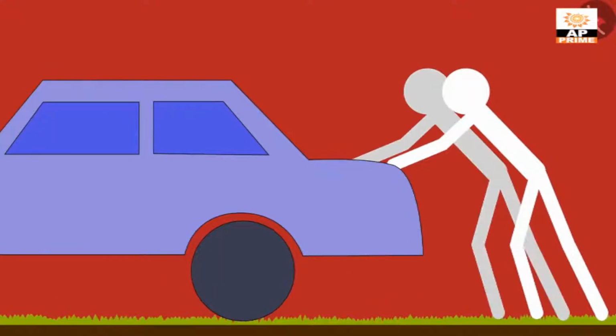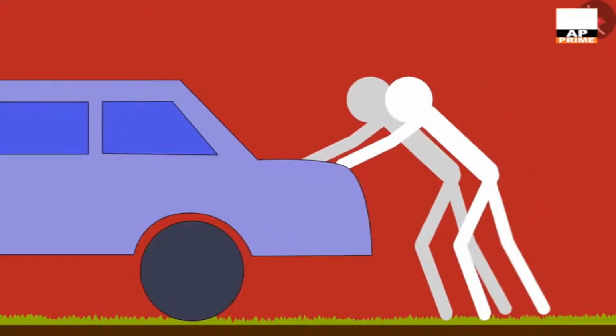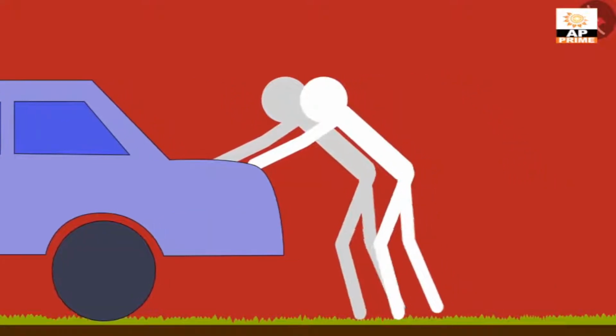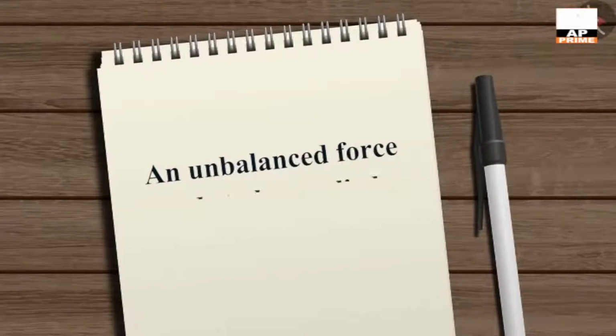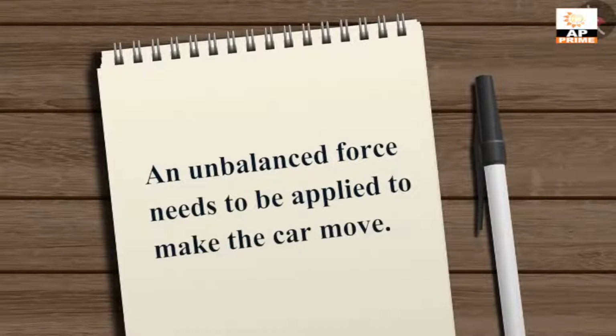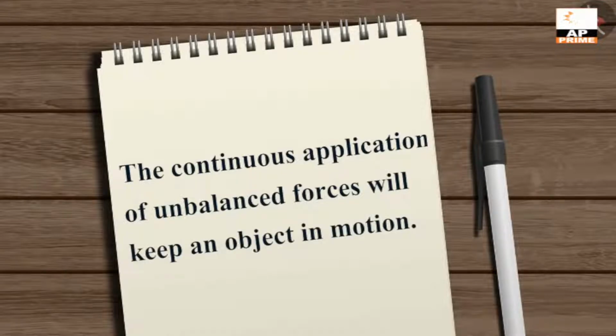To move the car, we need to apply a force greater than the force of friction. That is, an unbalanced force needs to be applied to make the car move. However, some people get the wrong impression that the continuous application of unbalanced forces will keep an object in motion.